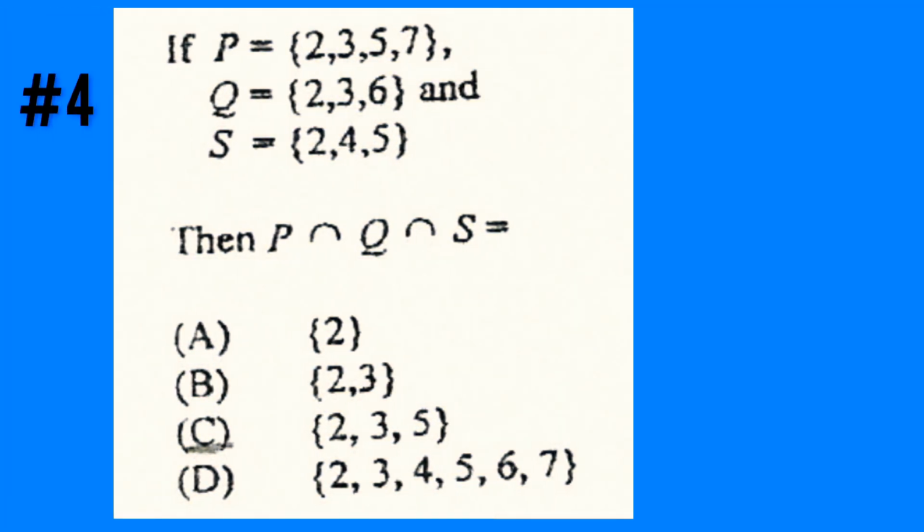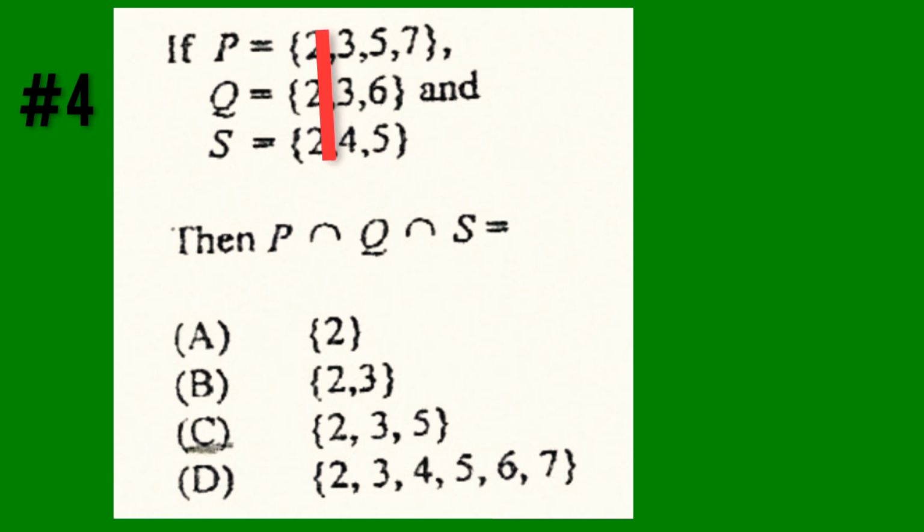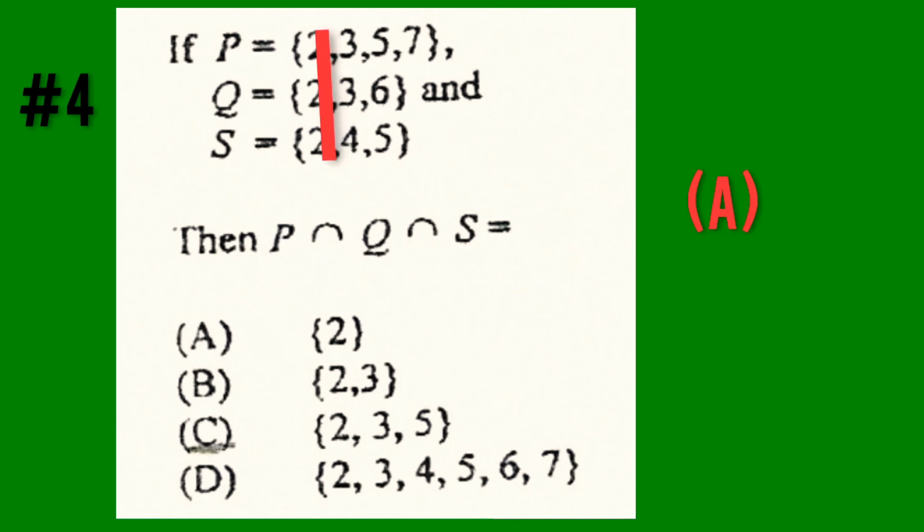All right, so a 3 sets question. And this one is asking you for where P intersects Q intersects S. So where all 3 sets intersect there. In other words, it is asking you for the element or elements that is in all 3 sets. So which element there is in all 3 sets? Yes, 2. Only 2. And so our answer there is A.